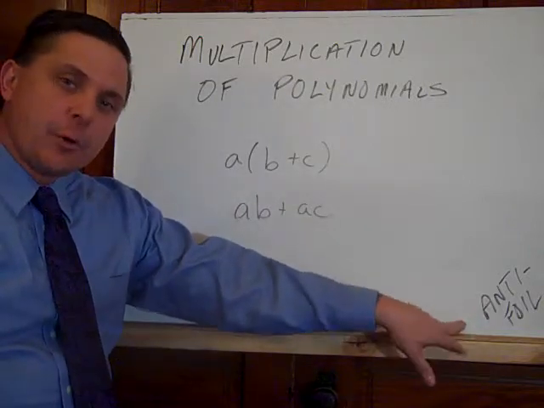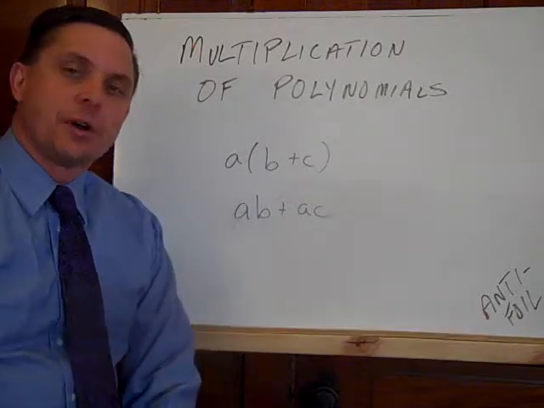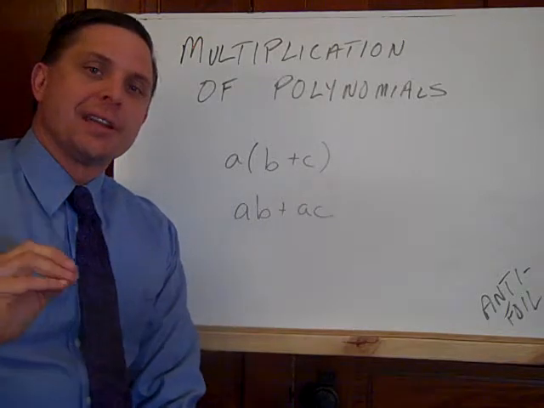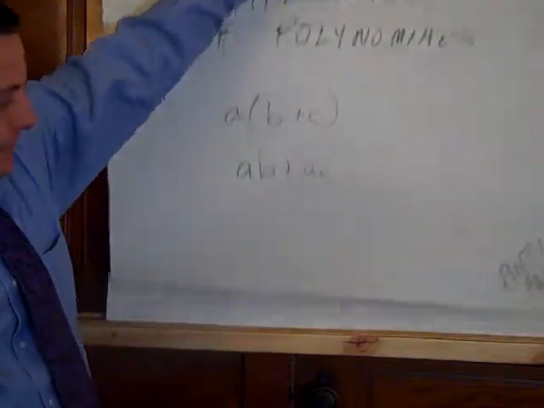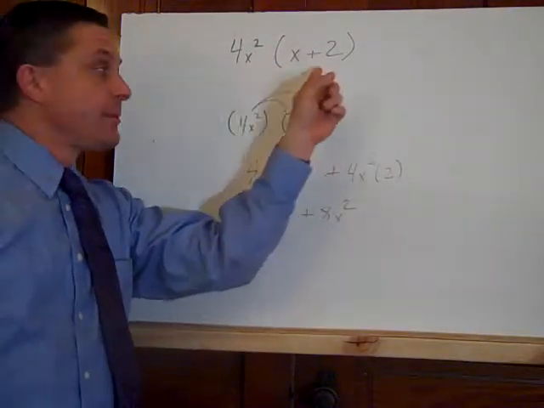I am the anti-FOIL method. For you students who don't know what that is, I don't like teaching FOIL. There's lots of those. It's a shortcut method. We'll teach it in the way that will work for all polynomials. So let's start with a monomial times a binomial.